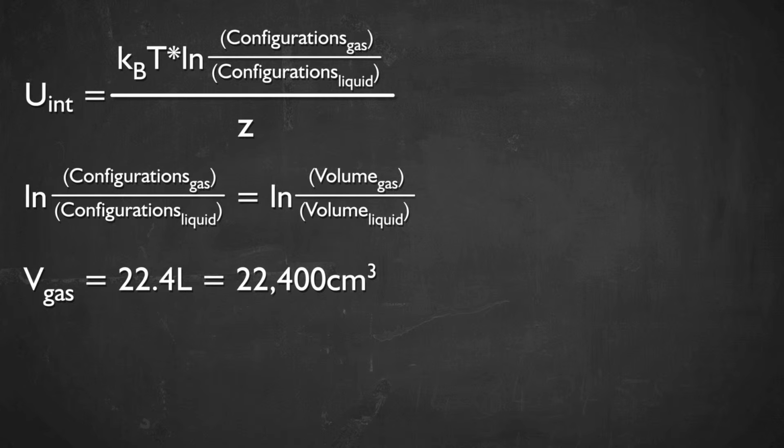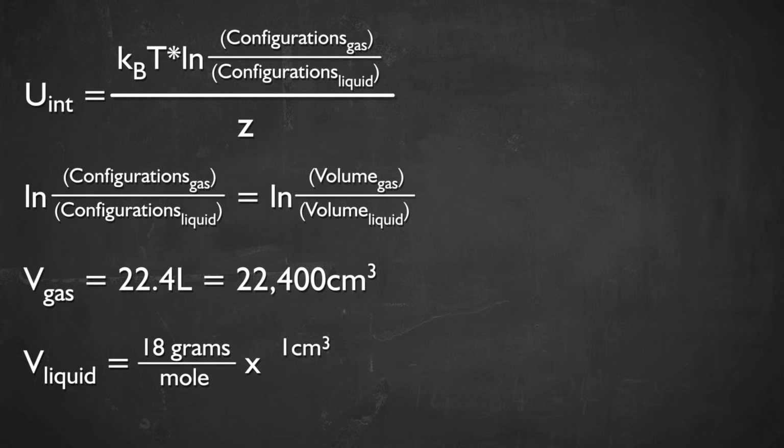Similarly, if we want to know the volume that 1 mole of a liquid will occupy at 1 atmosphere, what we first need to do is figure out the molar weight of the liquid. For water, the molar weight is 18 grams per mole. And it turns out that the density of water is 1 gram per cubic centimeter. So that means that 1 mole of water is about 18 cubic centimeters when it's liquid.